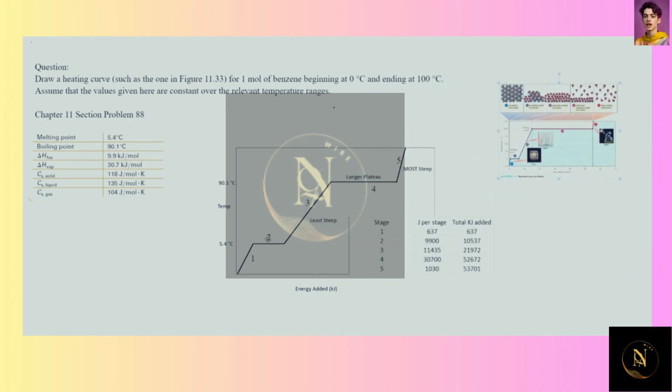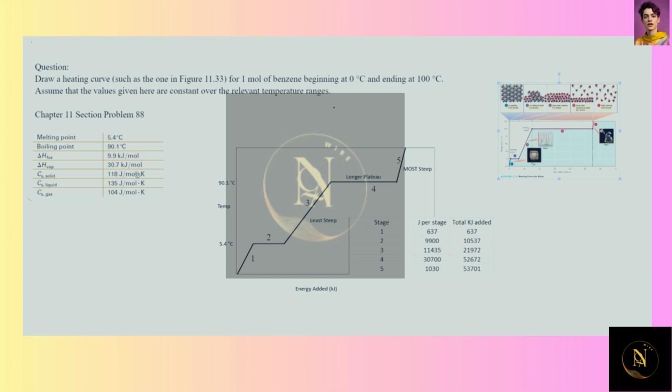Okay, so for step 1, going from 0 to 5.4 degrees Celsius, that's going to be in the solid stage. And the energy required to heat that is calculated by the specific heat of the solid, so 118 joules per mole per K. And throughout this whole calculation, we're assuming 1 mole. Okay, and so if you just multiply, the delta T there is 5.4 degrees Celsius, and delta Celsius and delta Kelvin are the same.